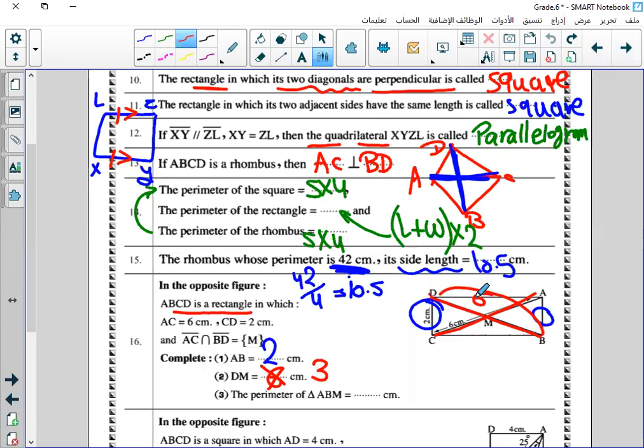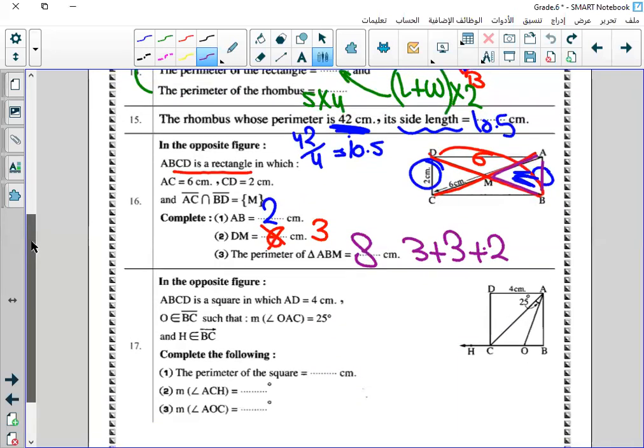Number 3, the perimeter of triangle ABM. The perimeter equals 3 plus 3 plus 2. 3 plus 3 equals 6, plus 2 equals 8 centimeters. Thank you, Habiba.